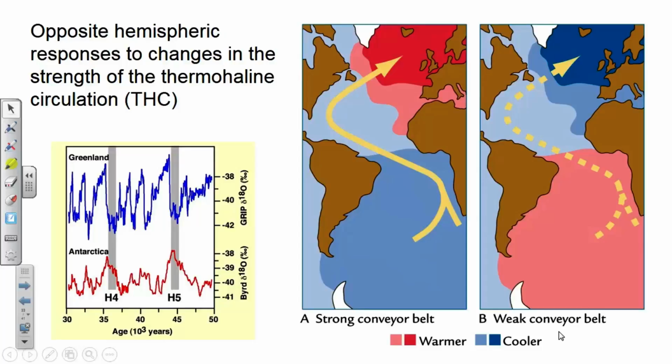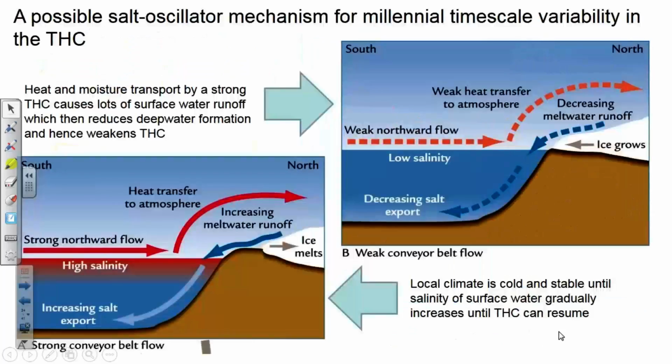And then if we can slow down this flow for some reason, then it'll be relatively colder in the northern hemisphere, but the heat will be trapped down in the southern hemisphere. So that explains this anti-phasing between these two records. This is what might cause those switches.